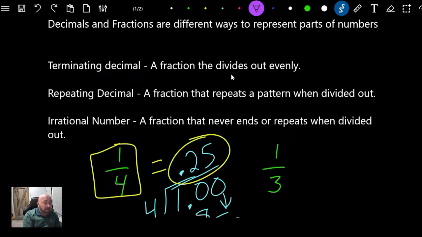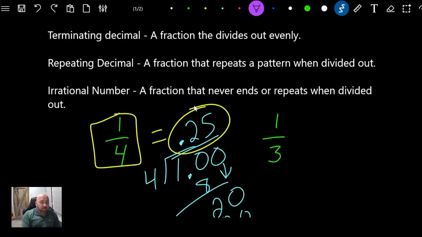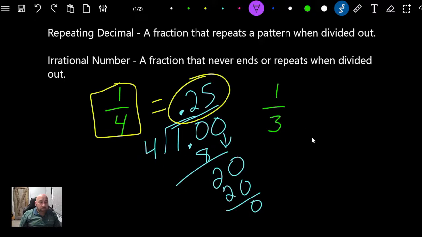Notice here with repeating decimal, notice what happens. A repeating decimal is a fraction that represents a pattern when dividing out. So what's going to go on here? Let's go ahead and do this one. Let's knock it over. So 3 goes into 1. Remember, we have to add our decimals here. So point with some zeros. Let's kind of extend that.